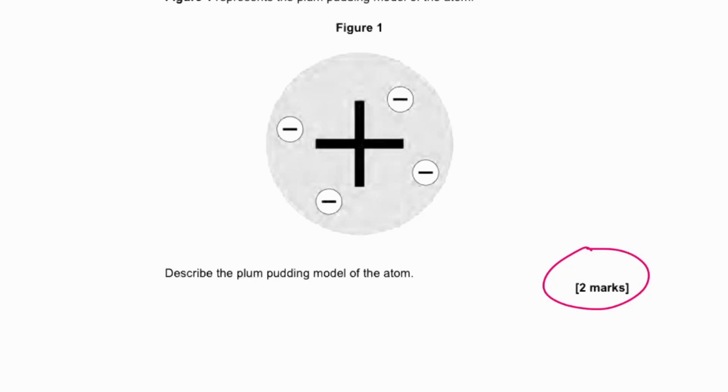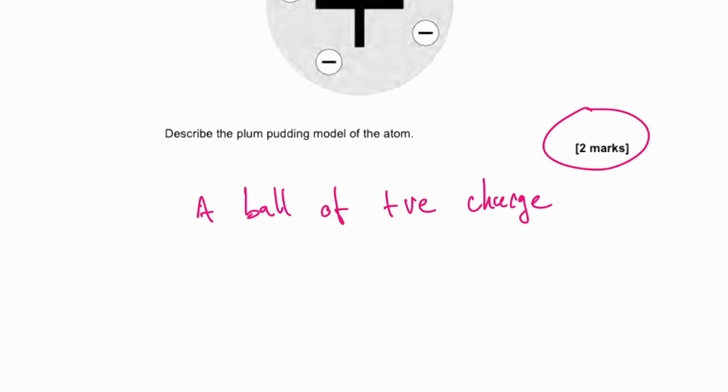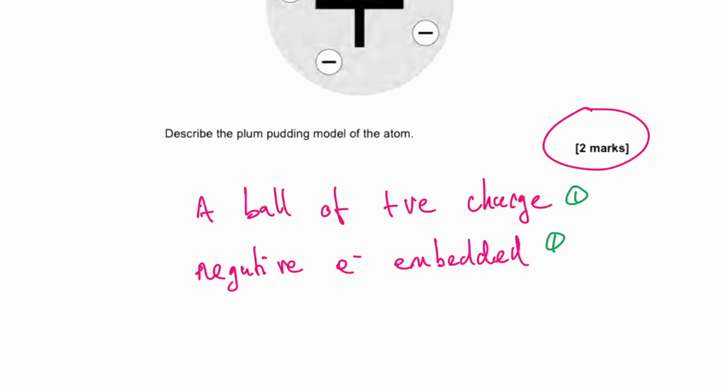I'll give you a second. So for 2 marks, you basically should write that you have a ball of positive charge. And you can see it's depicted for you in the diagram that you have a ball of positive charge and you have negative electrons embedded within it, okay? That would be enough for the 2 marks. So it seems quite simple, but surprisingly, just 40% of students actually got both of these marks.